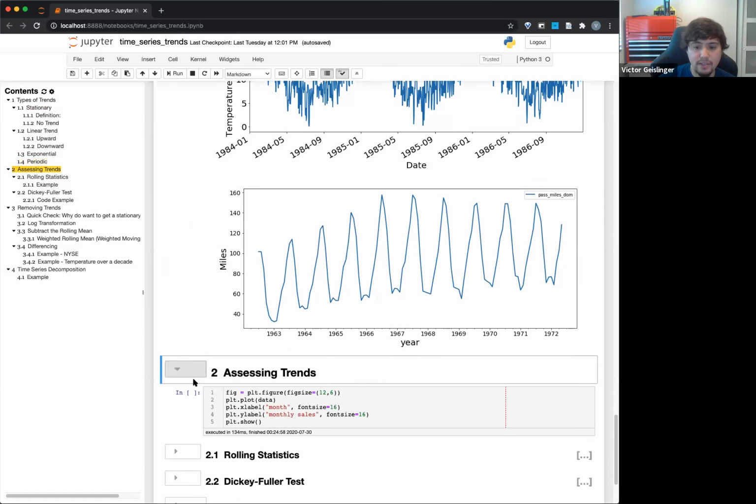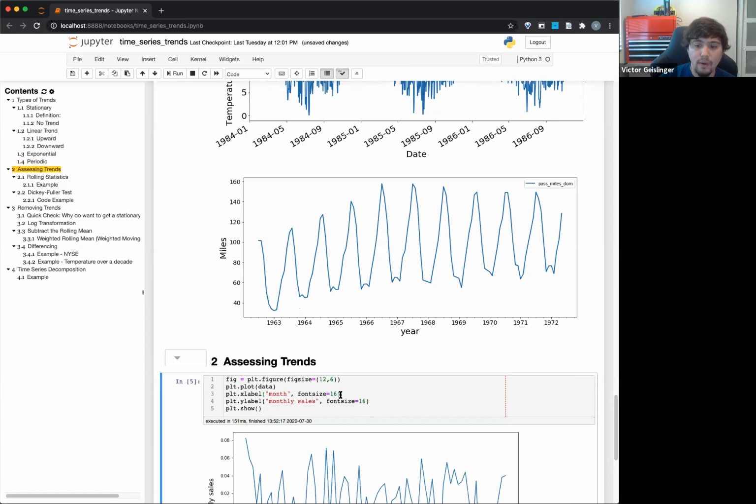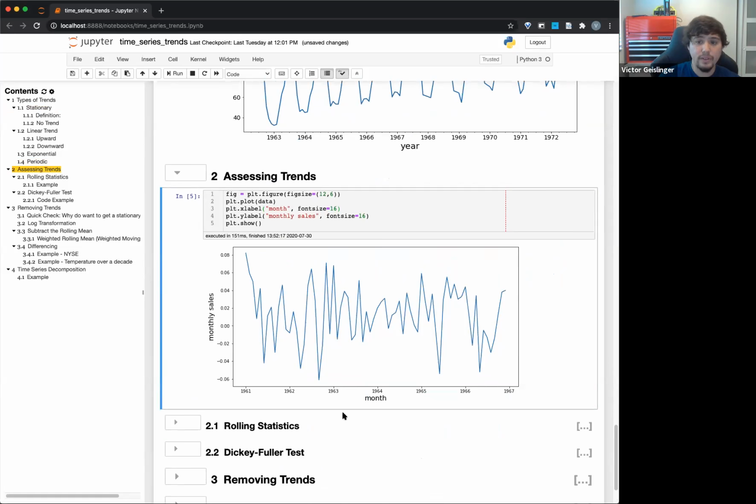So let's talk about assessing trends. So we have this data set, right? So this, in this case, is the New York Stock Exchange monthly data, right? And I just plot this out and you look at this and you're like, is this a stationary trend or stationary series?